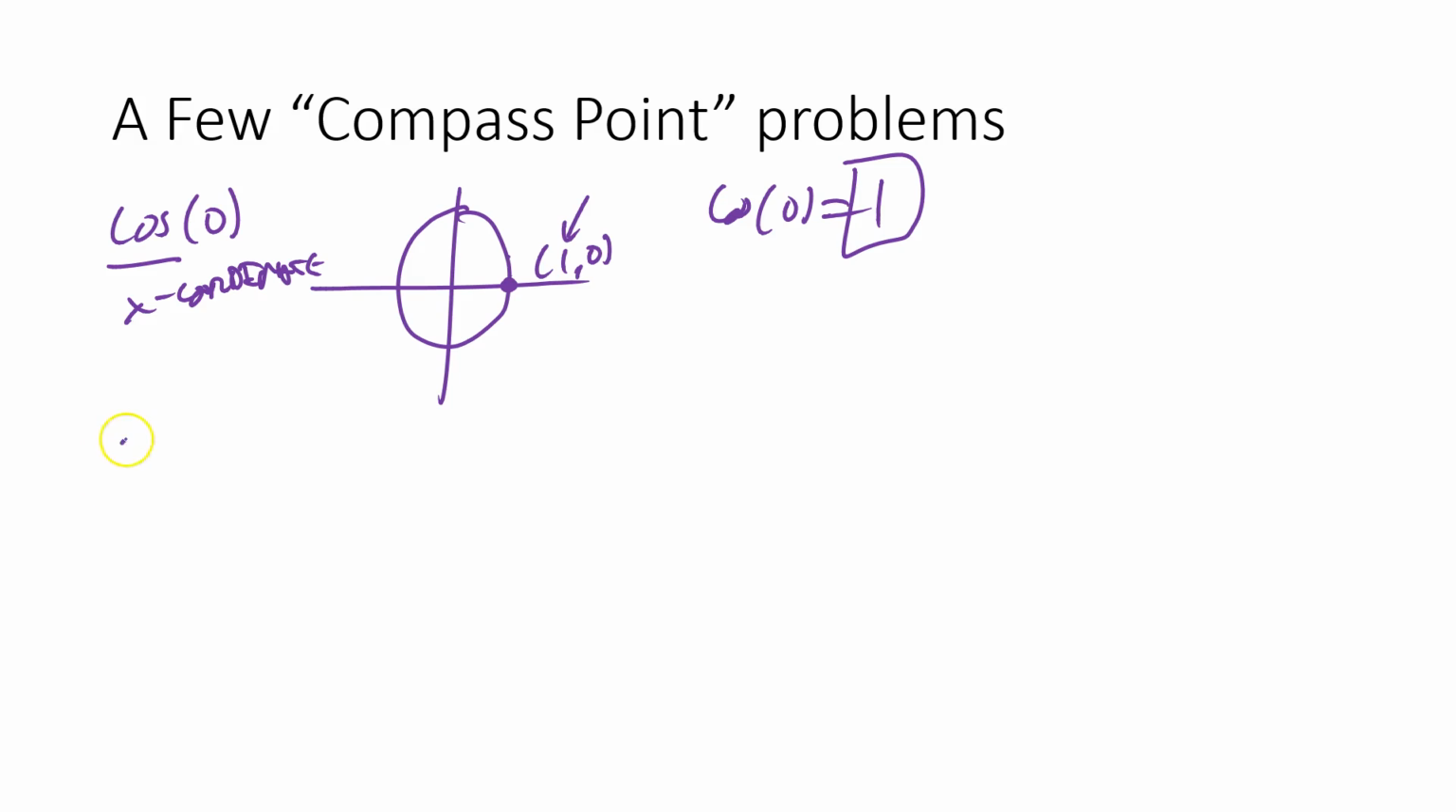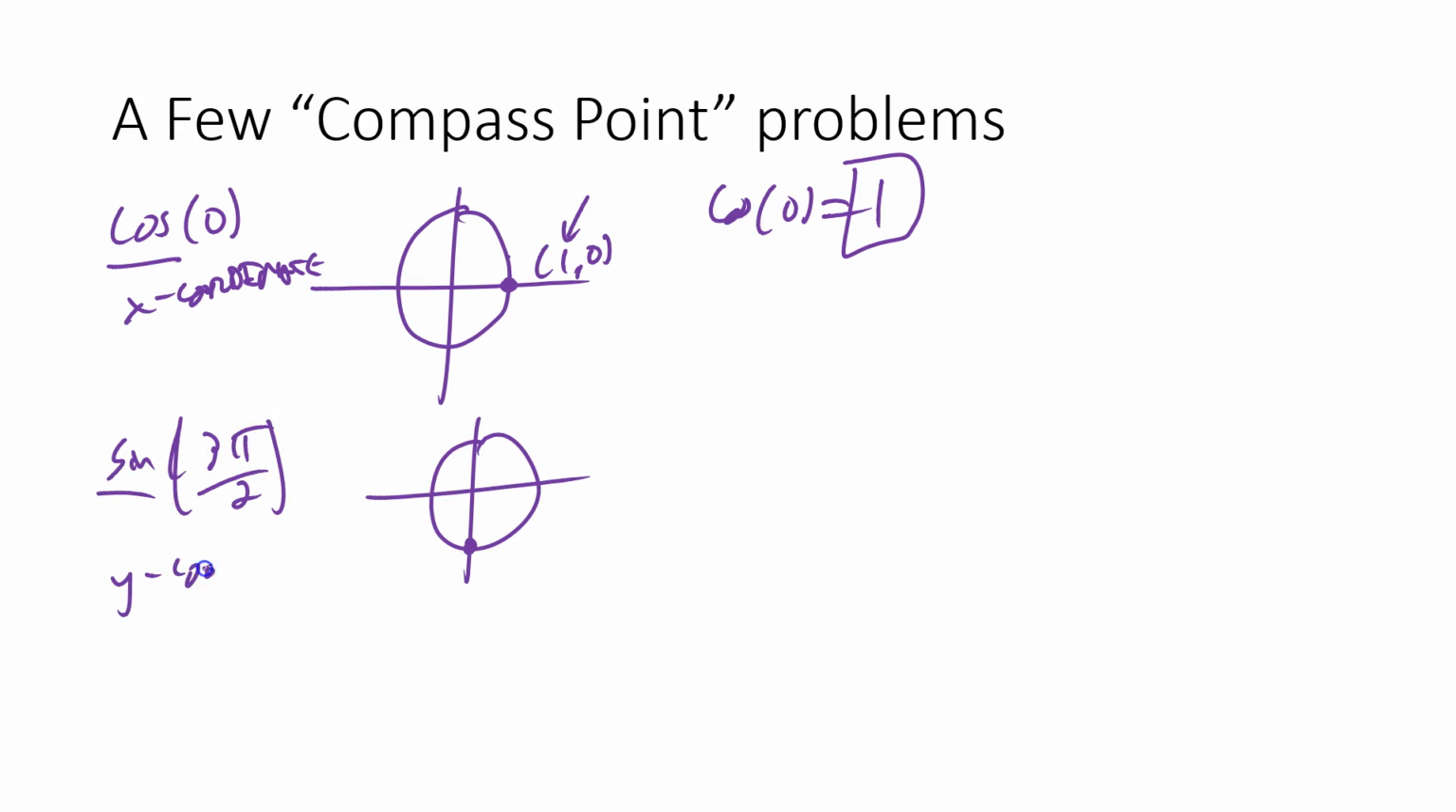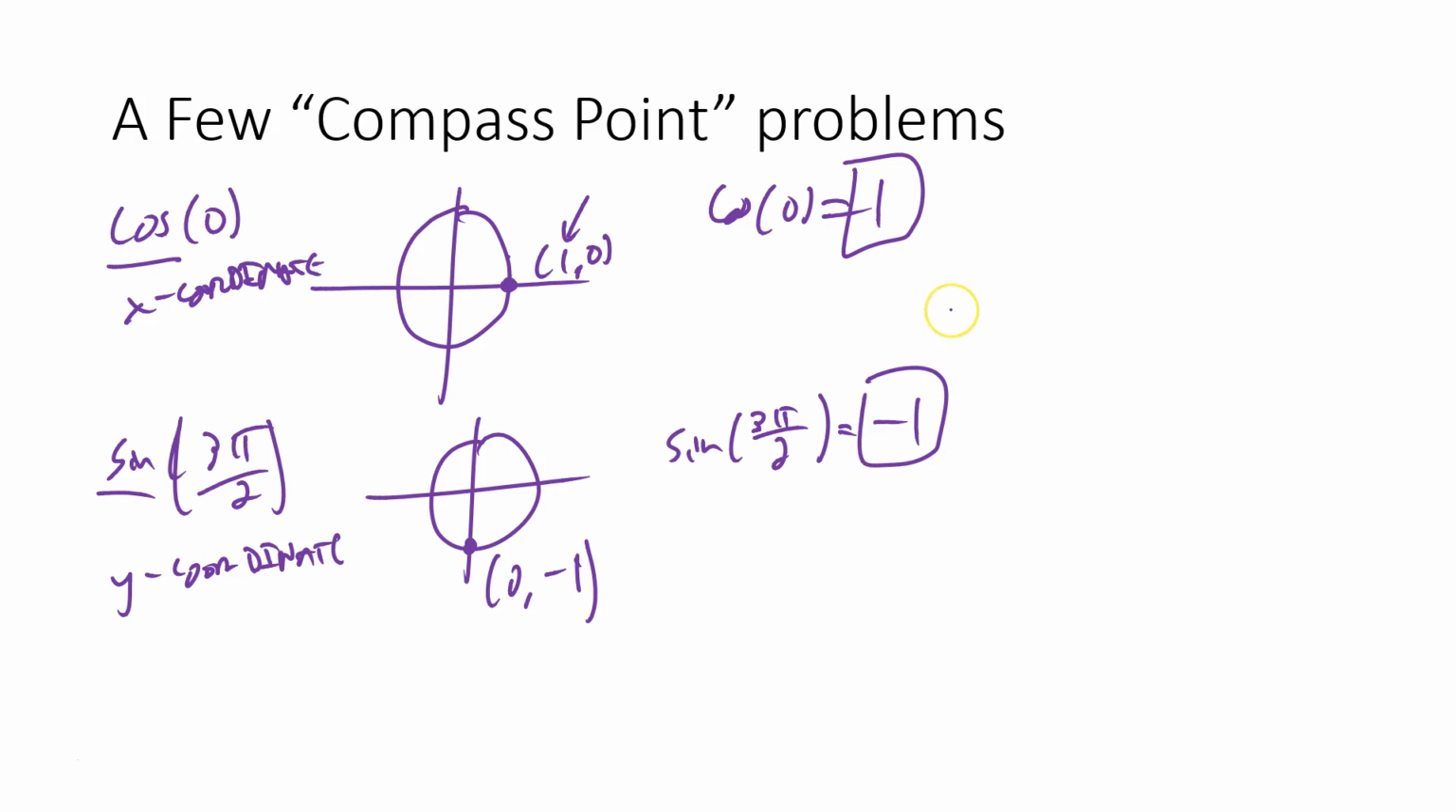All right, let's try sine of 3 pi over 2. So 3 pi over 2, I believe that's the bottom of the circle, right? You could think about it as 9 pi over 6. 1, 2, 3, 4, 5, 6, 7, 8, 9 puts us at the bottom. The sine there is going to be the y-coordinate. Cosine is always x, sine is always y. So the y-coordinate here, we're at 0, negative 1. So it looks like the y-coordinate is negative 1. So sine of 3 pi over 2 is equal to negative 1. That's all there is to it.